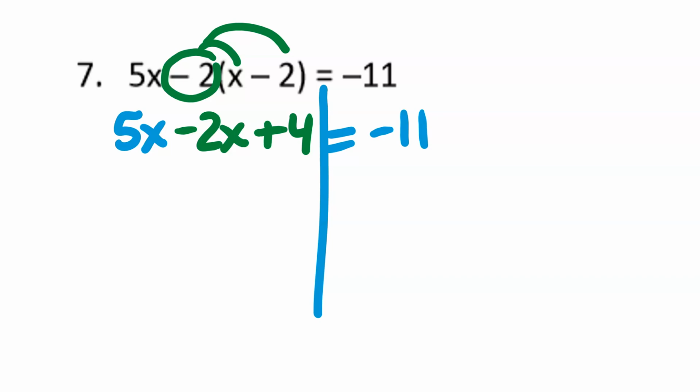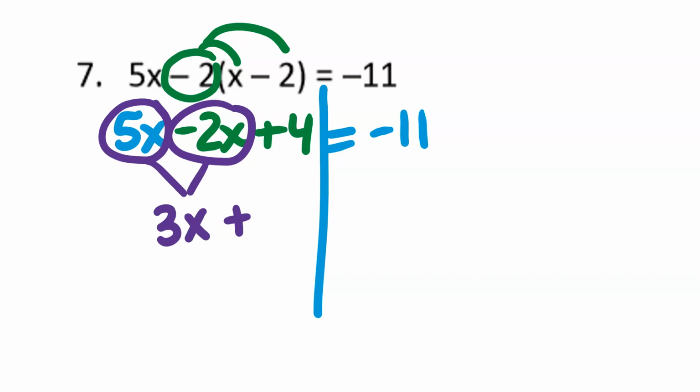So I distributed. The next thing I check for is combining like terms. Are there any like terms that I need to combine that are on the same side? Yes, there are. 5x and -2x. Those guys combine to make 3x plus 4 equals -11.